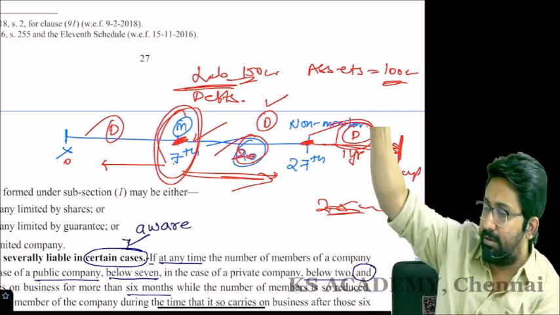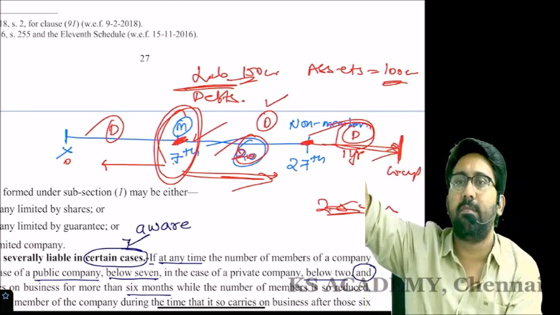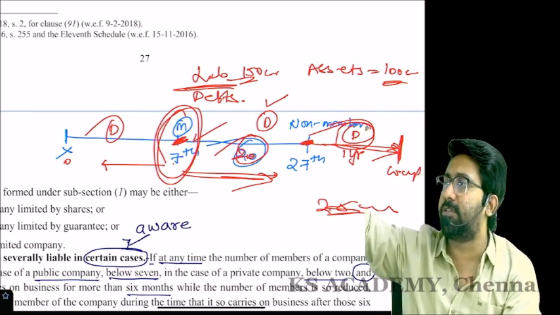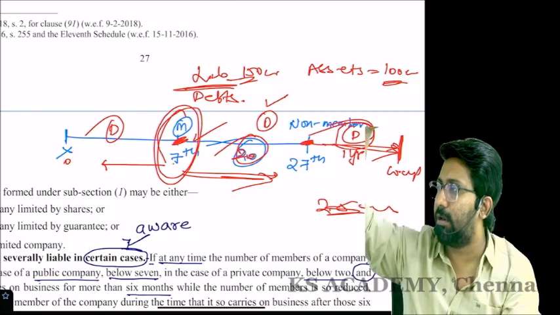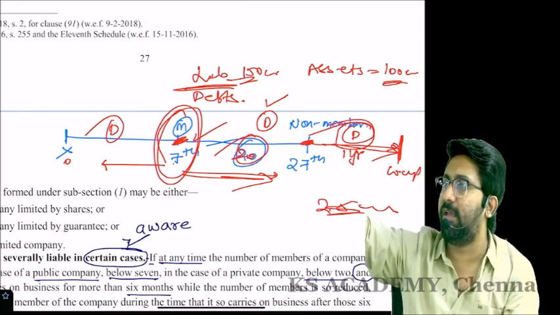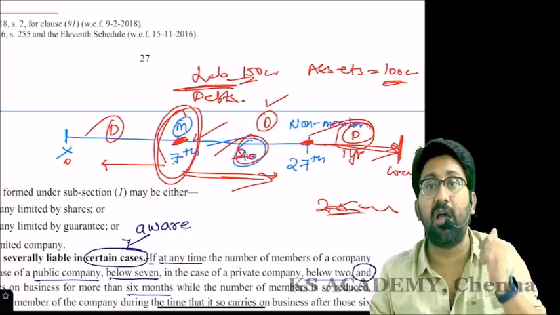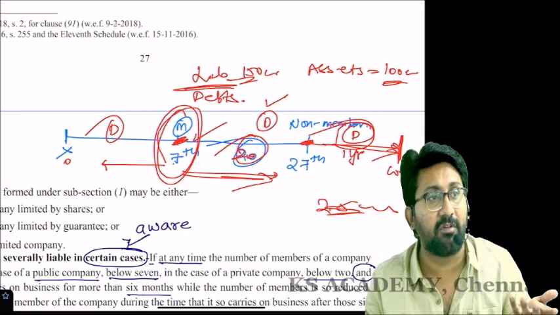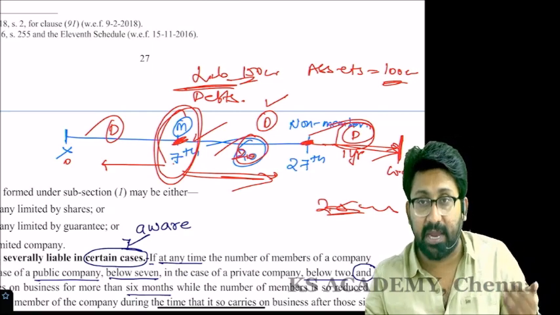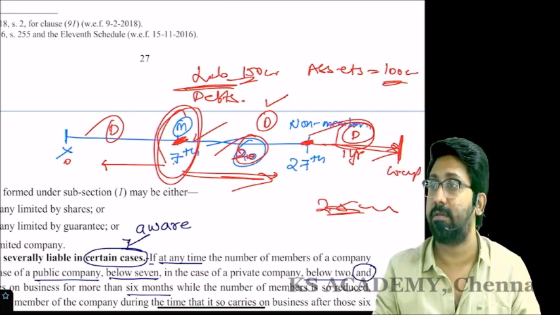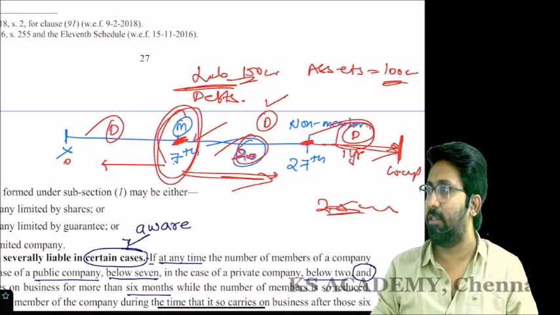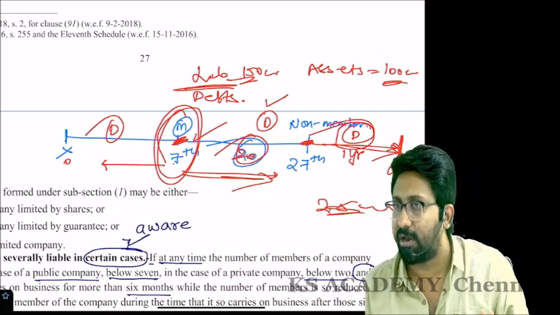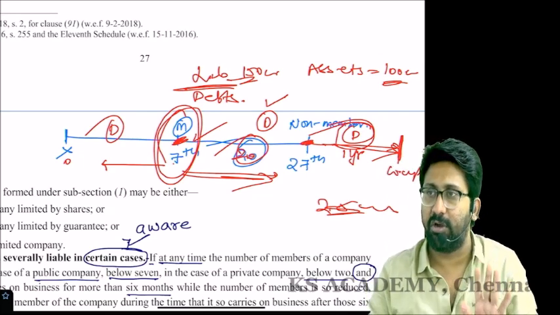Everyone repeat. Number 1, number 2, number 3, 1 year after. After what? 1 year after he ceases to be a member. Even for 1 year, you still become liable for all the debts created. Clear or not, everyone in the class? This is what I want to tell.